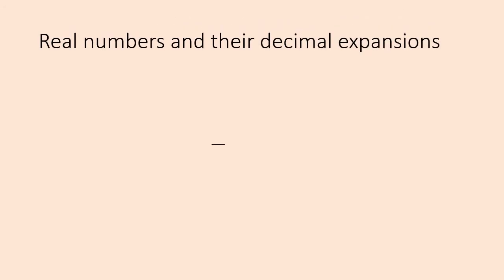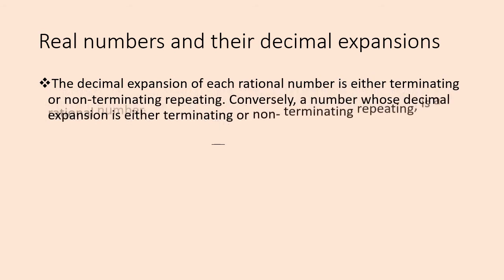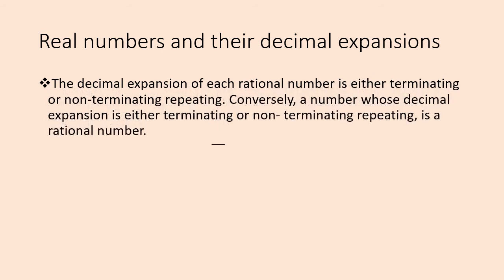Real numbers and their decimal expansions. The decimal expansion of each rational number is either terminating or non-terminating repeating. Conversely, a number whose decimal expansion is either terminating or non-terminating repeating is a rational number. For example, 0.5 is a terminating decimal. You will get the remainder as 0 when you are doing the division. So it is a rational number.